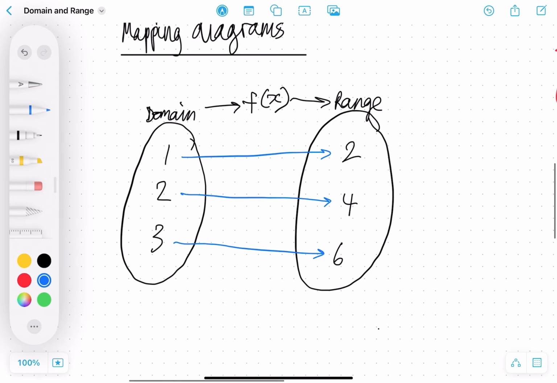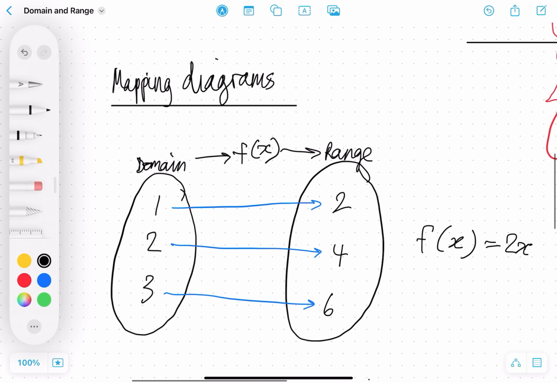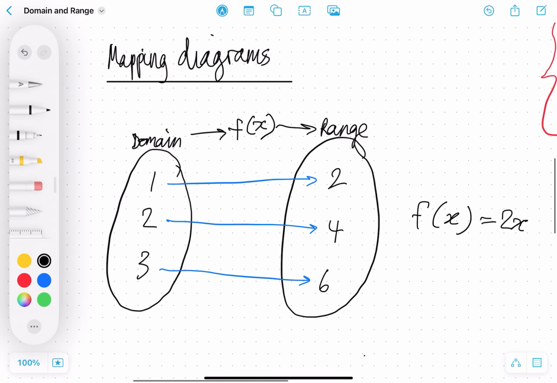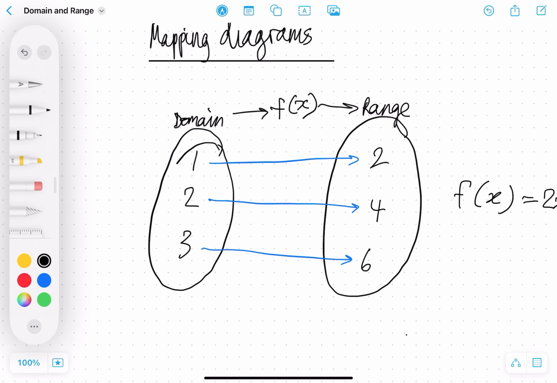So in this case, we can see that the function is clearly f of x equals 2x, because each range value is double each domain value. And so this mapping diagram shows us what the domain and range of the function is for these values. If the domain was limited to these three values only, the range would be these three values.